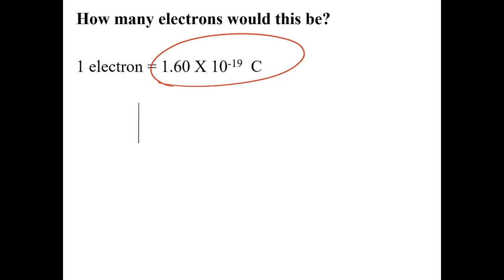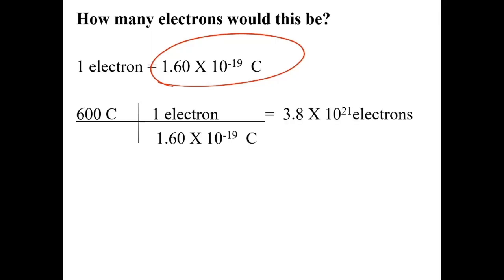So there's our fundamental charge. Now we knew it was 600 coulombs. One electron is 1.6 times 10 to the minus 19th coulombs. And that works out to 3.8 times 10 to the 21st electrons. That's not quite a mole of electrons. For those of you in chemistry, the mole is 6.022 times 10 to the 23rd. But we're getting close. That's quite a number of electrons flowing in that 4 minutes because the current was so high.